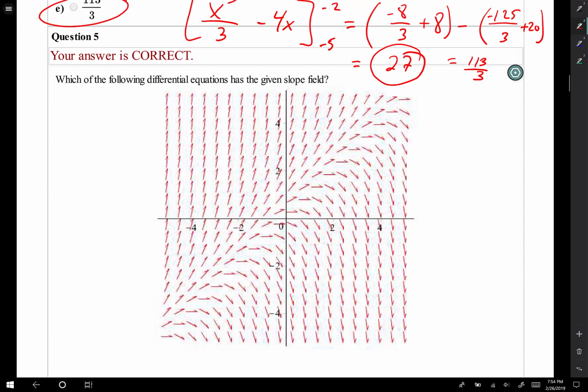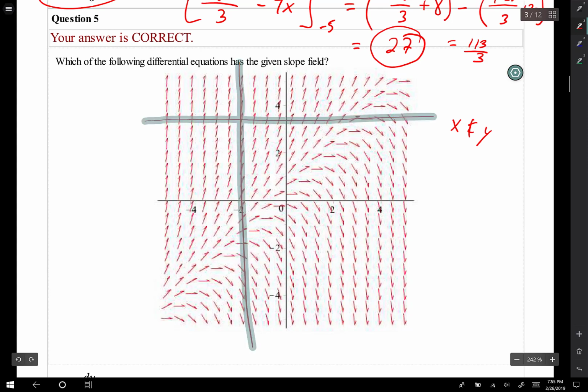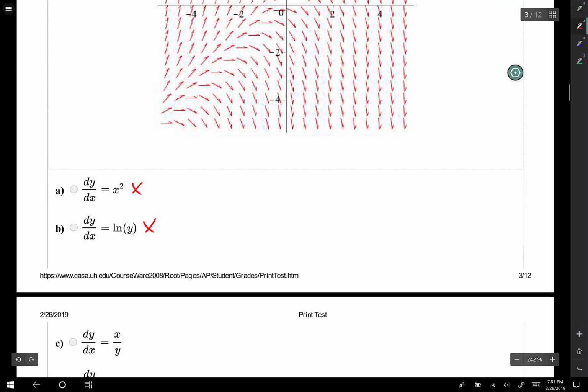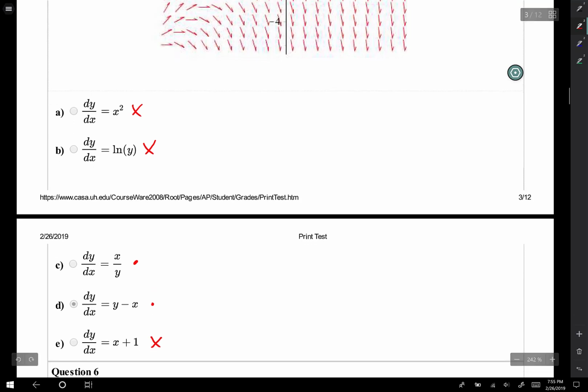Slope fields are pretty easy. I'm tempted to skip this one, but in case you're having trouble with it, here's how I would do it. Choose a particular vertical line, horizontal line. Notice that as I go more and more right, the slope is affected by x. And if I look up and down, notice that if I go down this vertical line, the slope is affected by y. So it's affected by both x and y. So I should look for an equation that has an x and a y in it. Out, out, maybe, maybe, out. So it's between C and D.